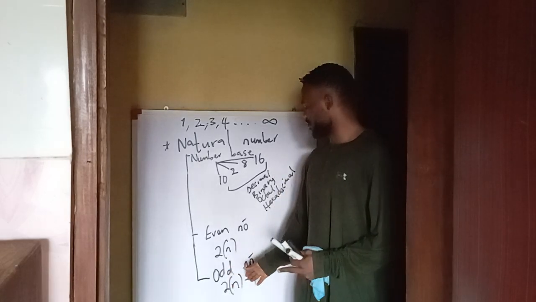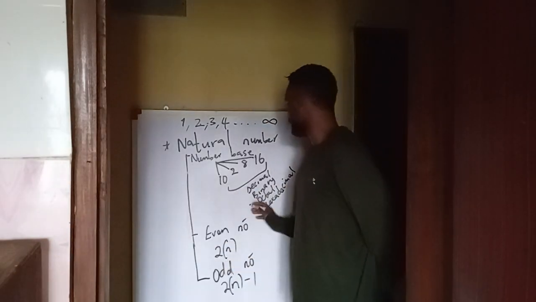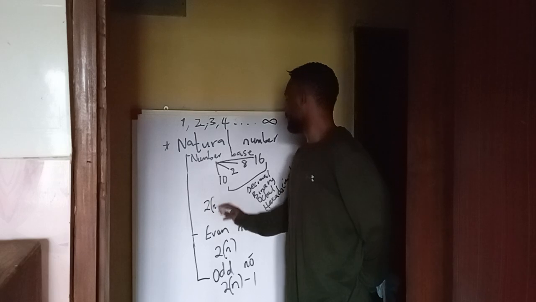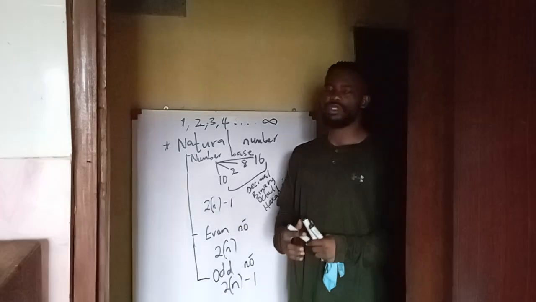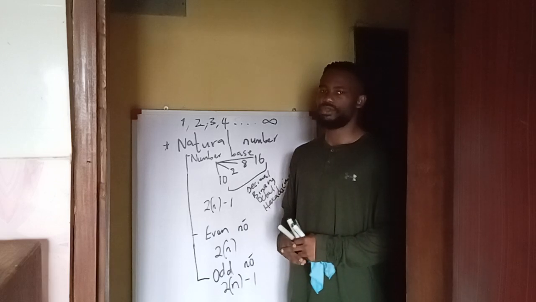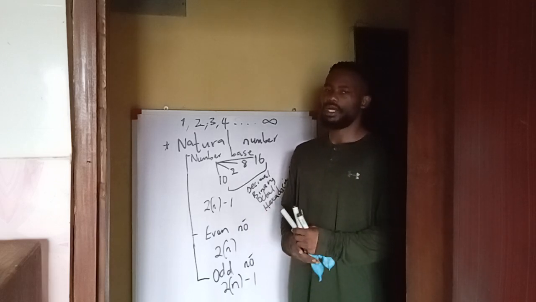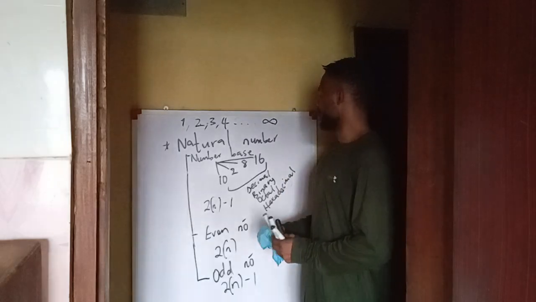Or you say they are a set of numbers 2n minus 1. So odd numbers are a set of numbers 2n minus 1. For example, if I do 2 times 3 is 6, minus 1 from 6 is 5, and 5 is an odd number. If I say 2 times 7 is 14, minus 1 from 14, 13, and 13 is an odd number. So you need to know that.